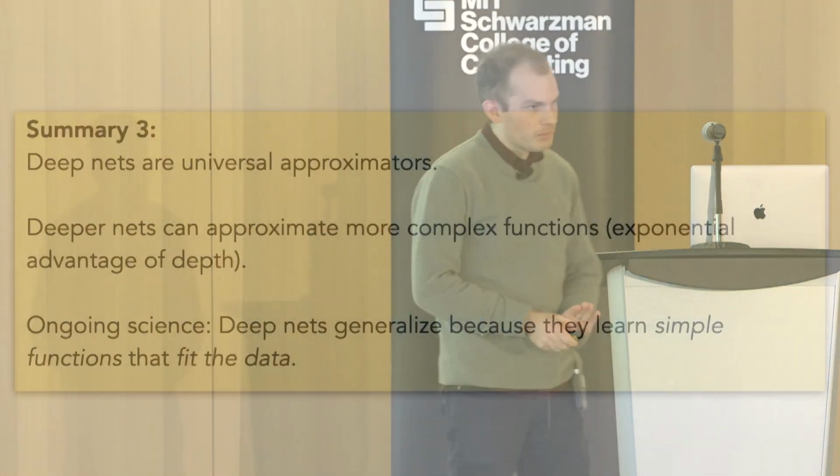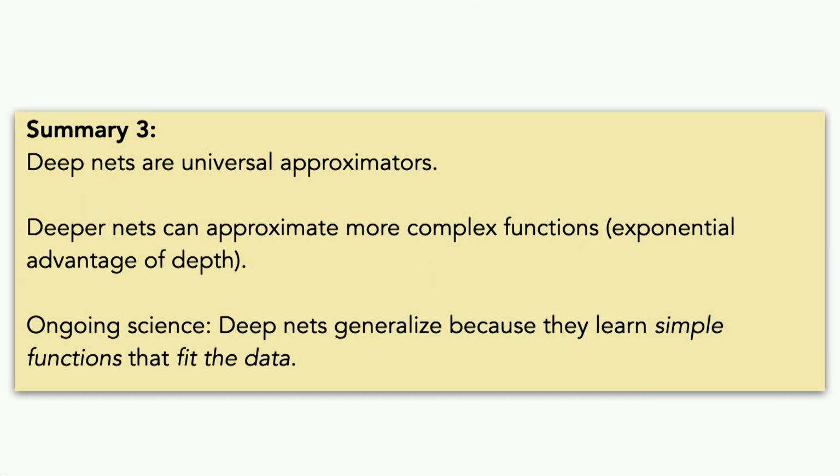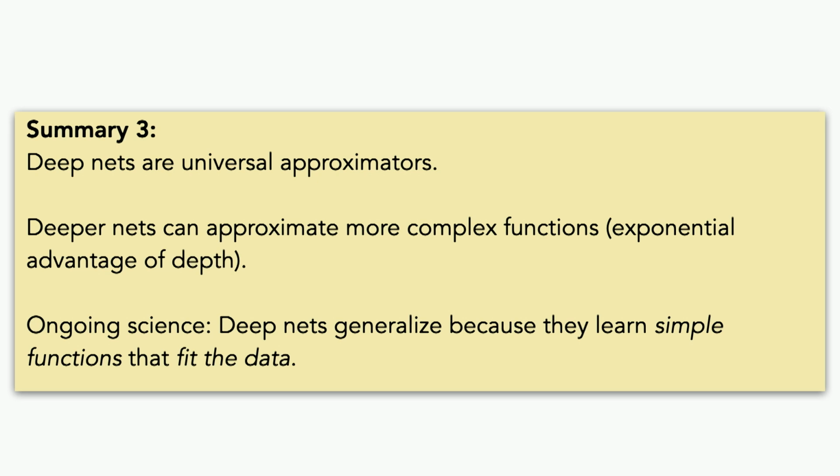Okay, so summary of this section, which is a bit more the theory of deep learning, is that deep nets are universal approximators. Deeper nets can approximate more complex functions, and there's an exponential advantage of depth. And a kind of ongoing scientific and theoretical question is, why do deep nets generalize? A current hypothesis that's being developed is that it's because they actually find simple fits. They somehow embody something related to Occam's razor.